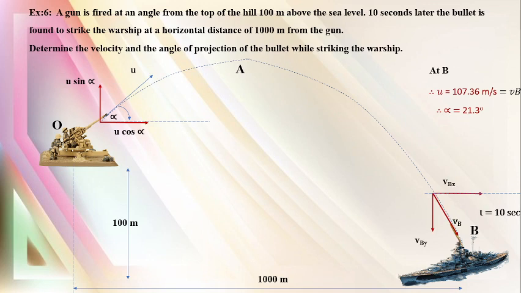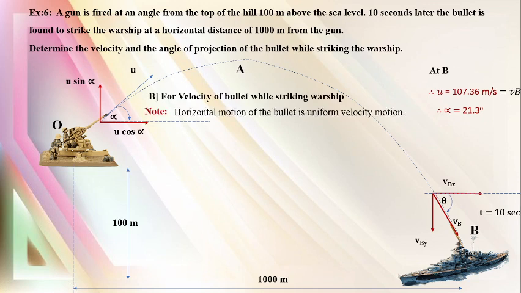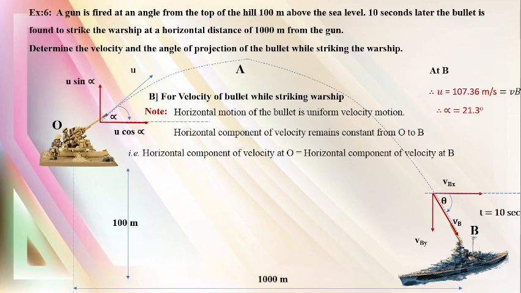So here we are just going to compare the velocities in the horizontal and vertical direction. When the velocity of the bullet is to be found while it is striking the warship, the horizontal motion of the bullet is uniform velocity motion, and the horizontal component of velocity remains constant from O to B. Is that okay? Therefore we can say the horizontal component of velocity at O, that is u cos alpha, should be equal to the horizontal component of velocity at B, that is Vbx. So u cos alpha is equal to Vbx.